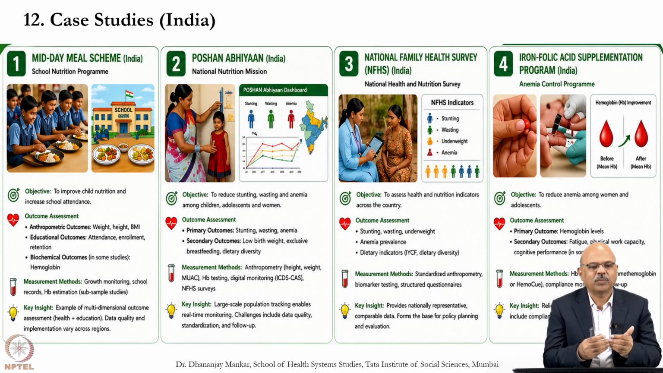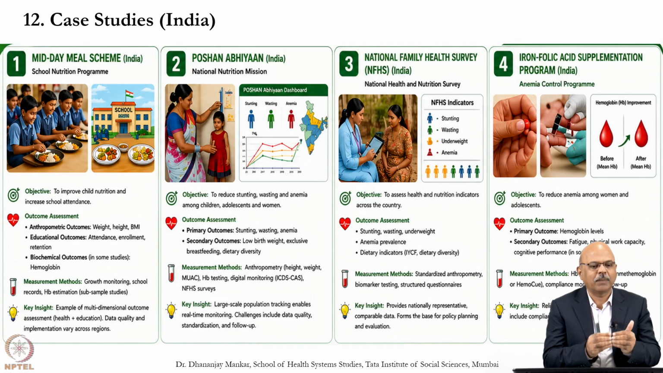Outcome assessment was anthropometric, done with weight, height and BMI. Educational outcomes were attendance, enrollment, and retention, and the biochemical outcome, in some studies, was hemoglobin. The measurement methods were growth monitoring, school records, HB estimation and subsample studies. So what were the outcomes?